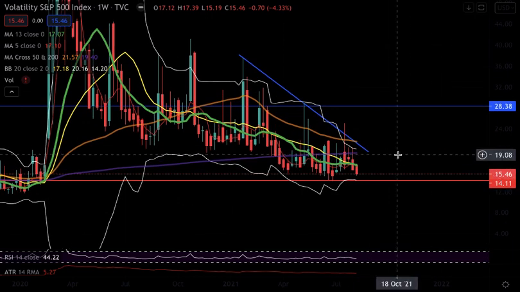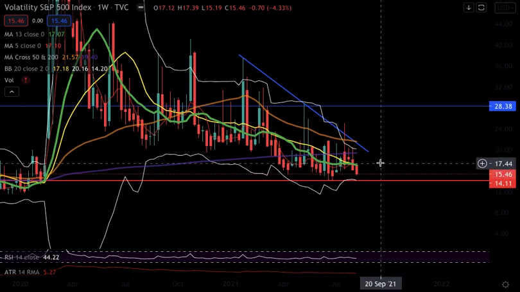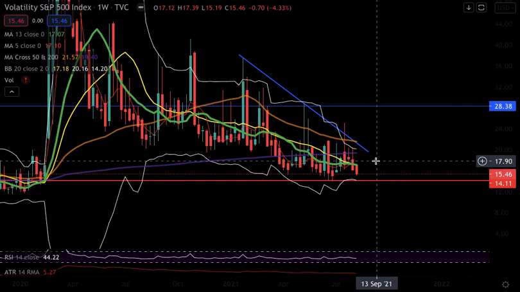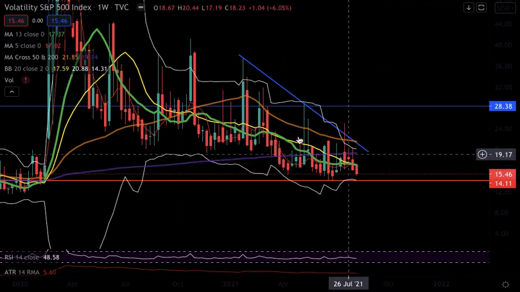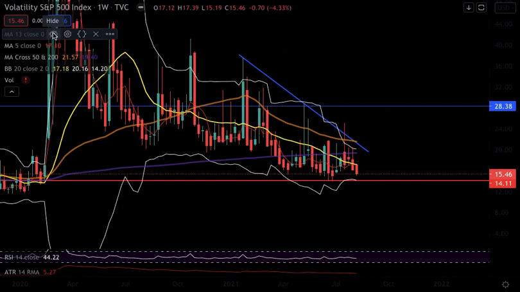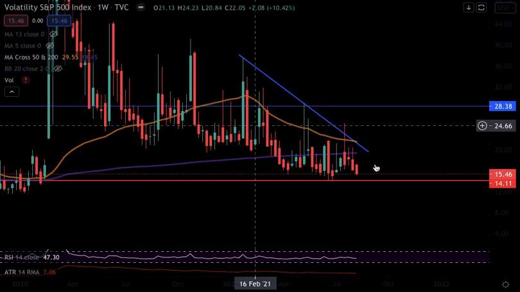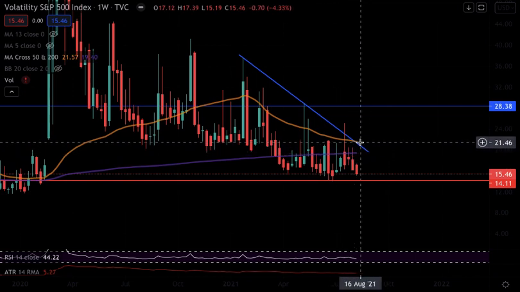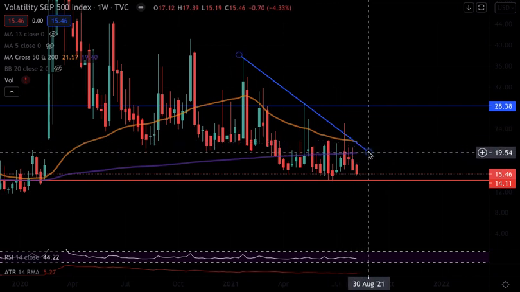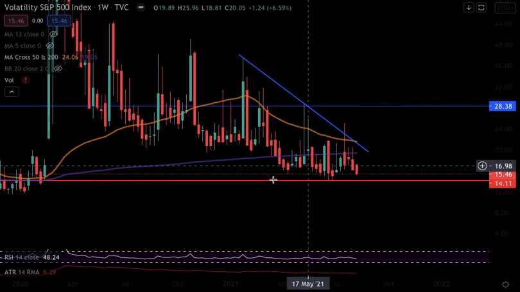Now I'm bringing up the VIX because I do think it's worth noting that the VIX is very close to having a death cross. So as you can see, it's trading below all our moving averages. So I'm going to remove my 13, 5, and my 20. I'm going to leave my 50-day and my 200-day. Okay, you can see the 50-day is getting close to the 200-day. That's very, very bearish stuff.